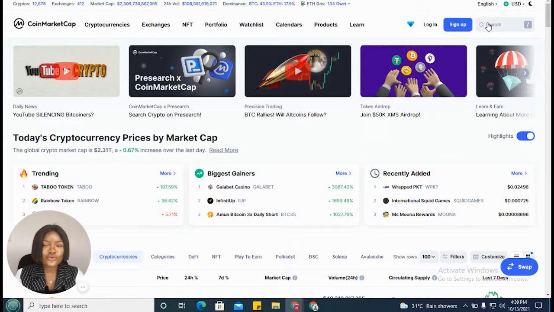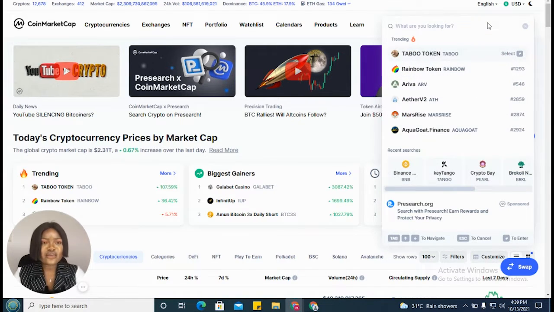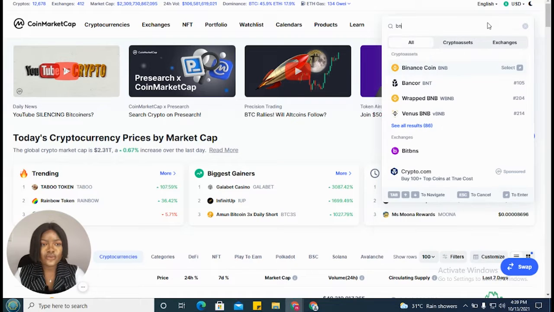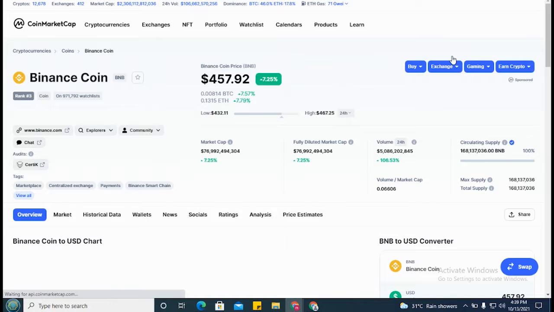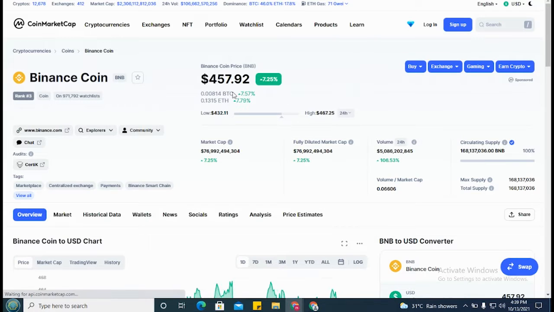Which one should we choose today for basic research? The first one I'm going for now is BNB. Let's go with BNB, Binance Coin. Binance Coin is BNB. Now, what is BNB?